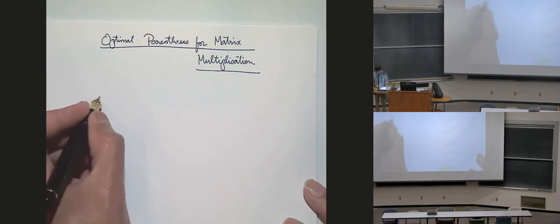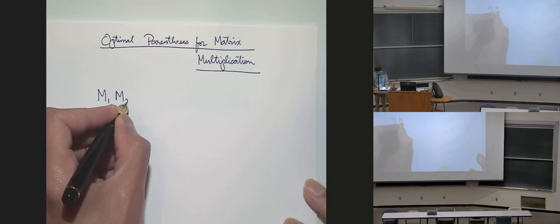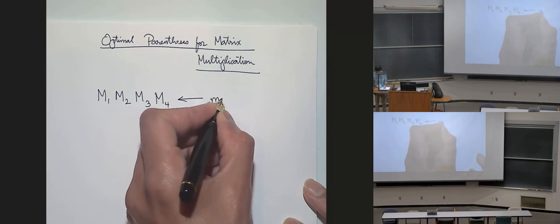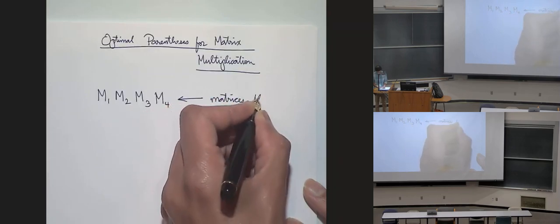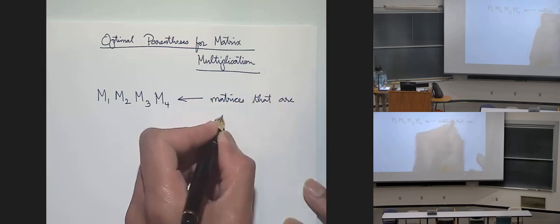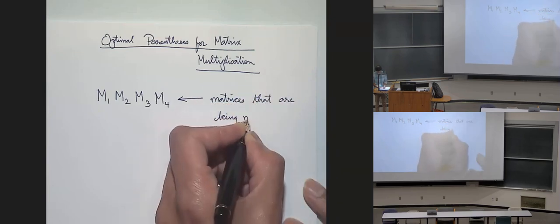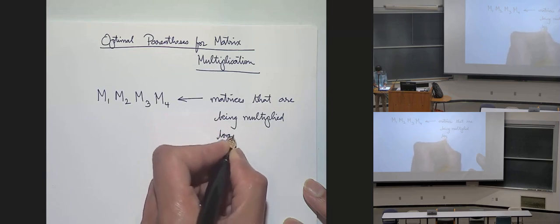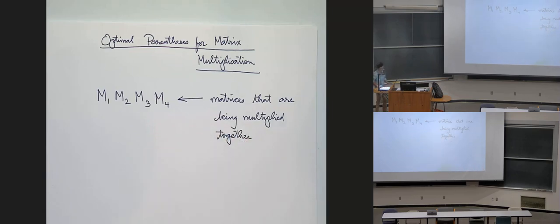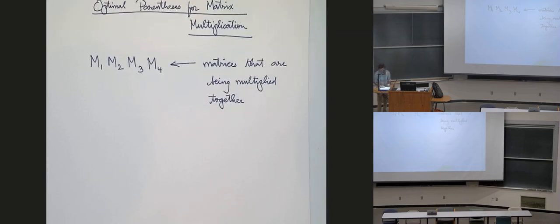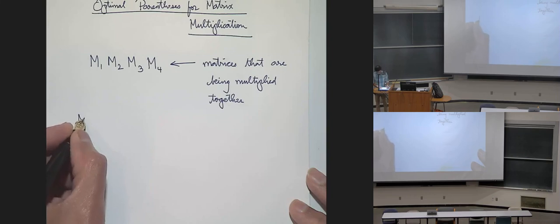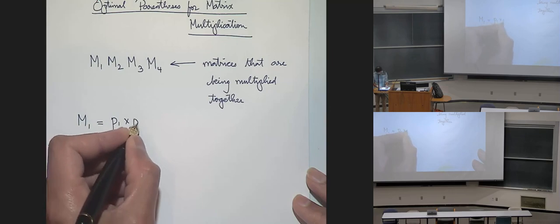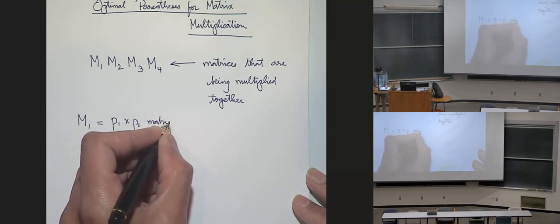So the idea is, let's say you're multiplying matrices, M1. So these are matrices that are being multiplied together. And so if you remember, let's just say that, suppose I say M1 is a P1 cross P2 matrix, right?